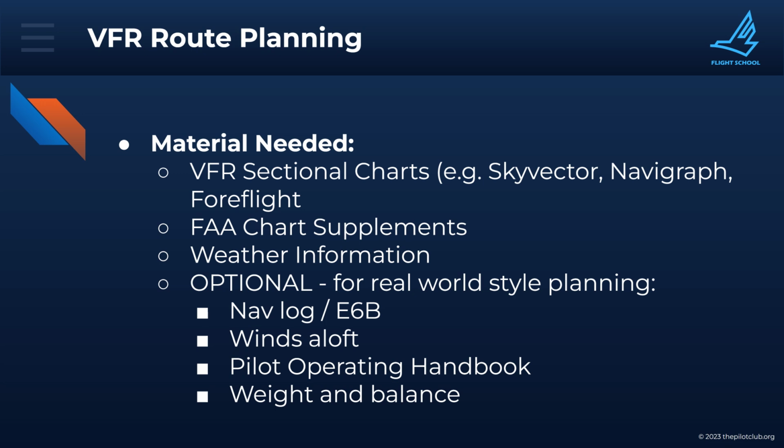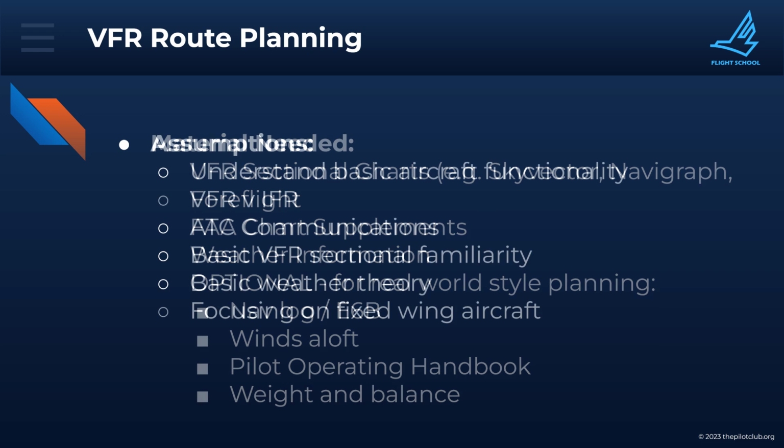A source of weather information, which again could be Skyvector, and I'm actually going to show an alternative way to get weather through 1-800-WEATHER BRIEF. And then some optional tools, if you'd like to do more real-world style planning, are a Navlog, an E6B flight computer, winds aloft forecast, which you can get from the weather information, a copy of your pilot operating handbook for your aircraft of choice, and then obviously a weight and balance sheet to do weight and balance calculations.